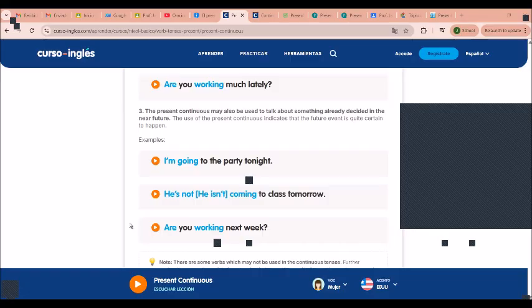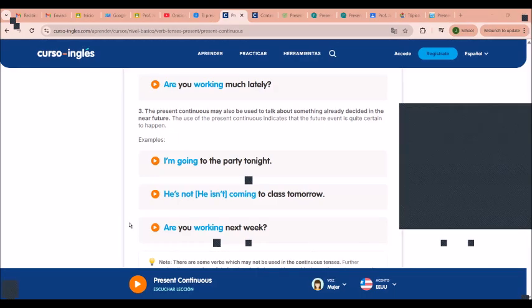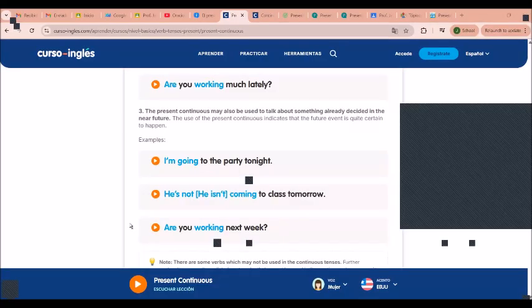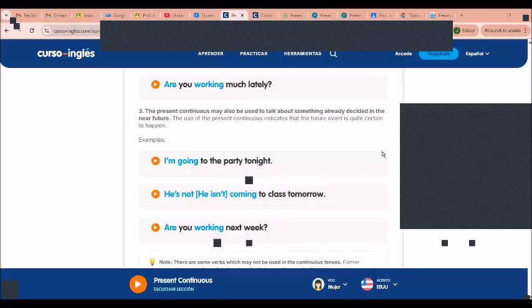Good. All right. So we know something is happening, there is motion, there is activity, and we can also use it to talk about things that were decided about in the near future. So we're connecting our bits of motion. All right. So we know 100%, we're certain that something is going to happen in the future that's going to be a progressive action. And we can use the present continuous for this as well.